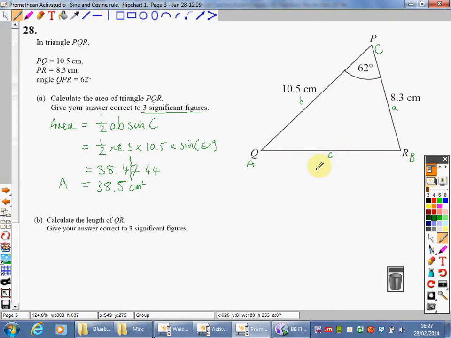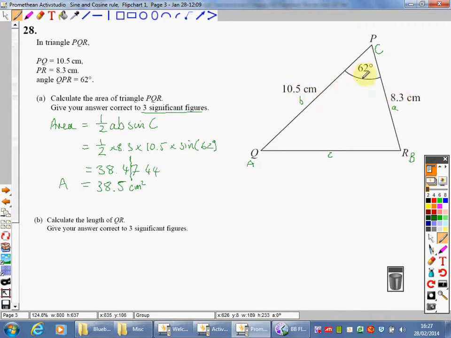Right, next bit. Calculate the length of QR. Give your answer correct to three significant figures. So I want this length here. I've got the angle, and I've got two sides, and the angle is between the two sides. So I've got two sides and the angle between.